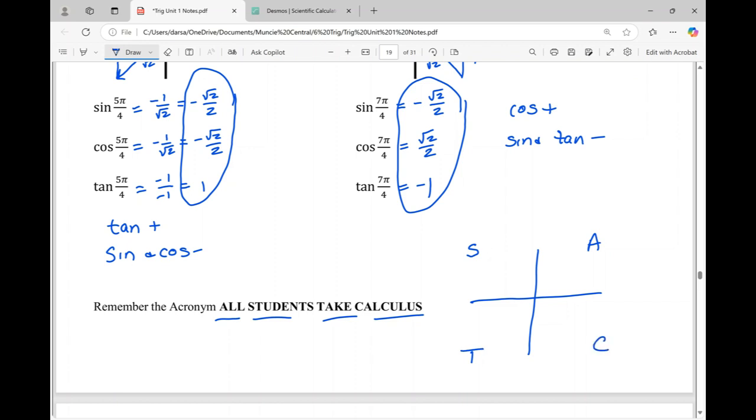What that tells us is that all the trig functions are positive in the first quadrant. Sine is positive in the second quadrant. The other two, cosine and tangent, are negative. Tangent is positive in the third quadrant. Sine and cosine will be negative. And cosine will be positive in the fourth quadrant when sine and tangent are negative. So all students take calculus is a trick we're going to use as we go through more and more of these problems. So it's a good thing to memorize.